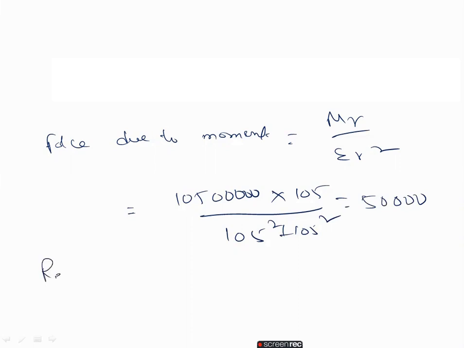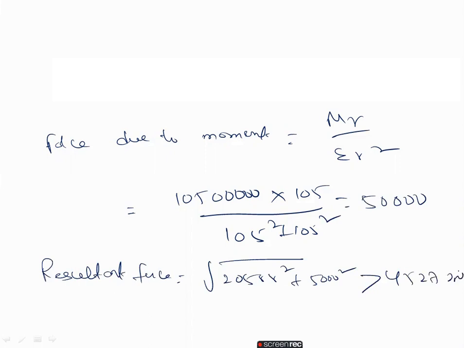So now calculate the resultant force, that is the square root of 20,588 square plus 50,000 square. It should be less than 45,272 newtons. Then only it will be safe, otherwise it's not safe. 45,272 is the strength in single shear. If the resultant force is more, you have to go to the section and change that one.